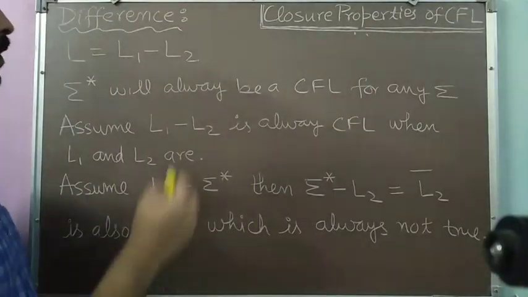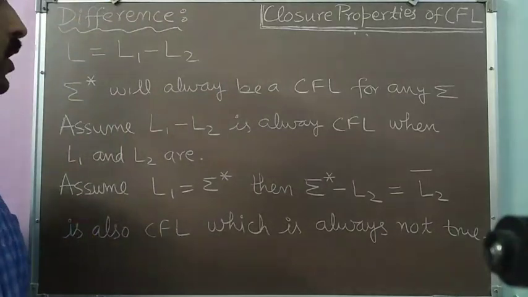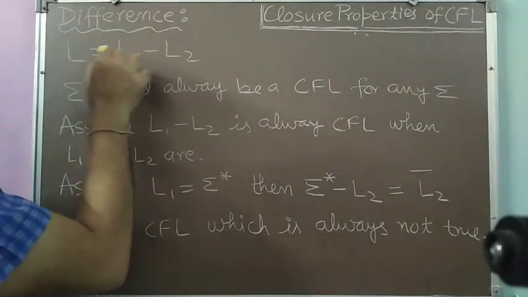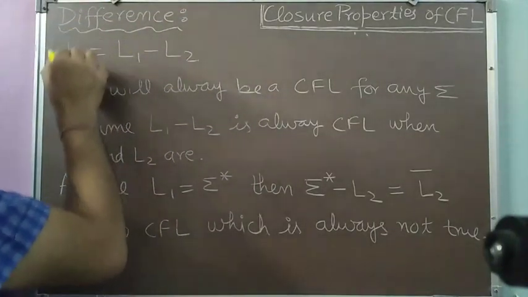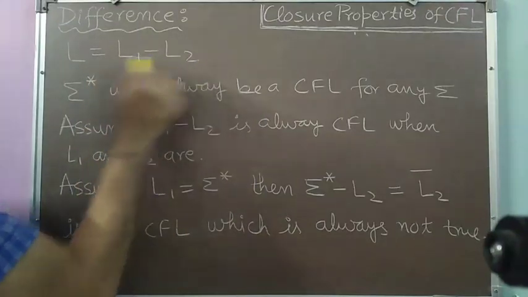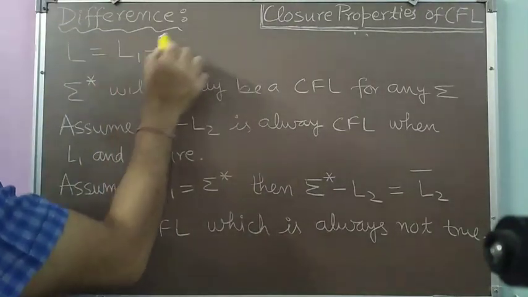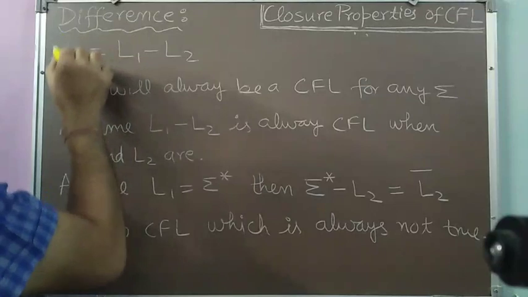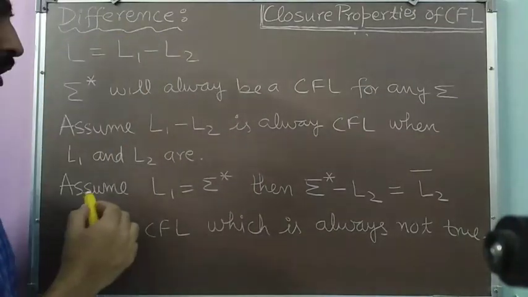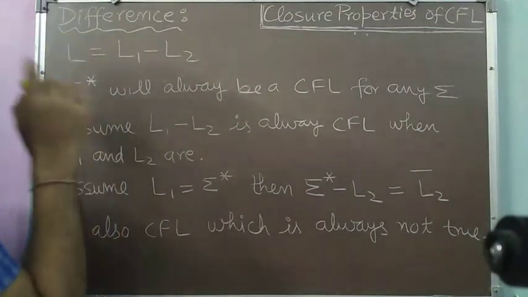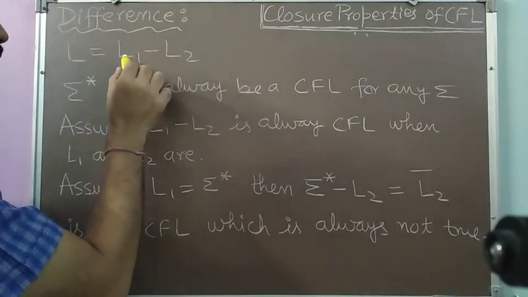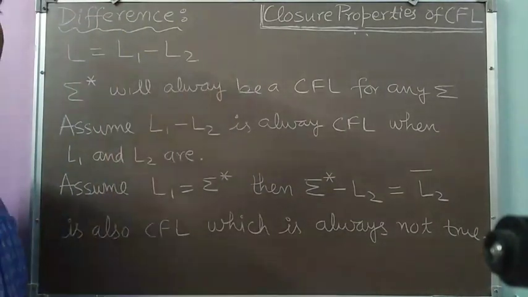Now let us take our next operation, the difference operation. That is L is equal to L1 minus L2. So L is defined as the difference of two context-free languages. Both L1 and L2 are context-free. So L is defined by their difference. Meaning thereby, it will consist of all the words which are present in L1 but not present in L2.